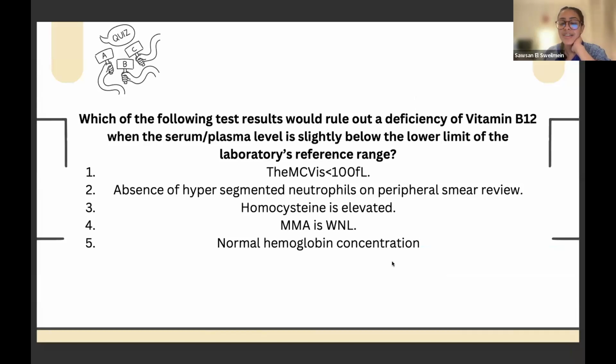Yes, the correct answer is 4. Yes, guys got it. All correct. Excellent. Okay, so what are the causes of B12 deficiency?